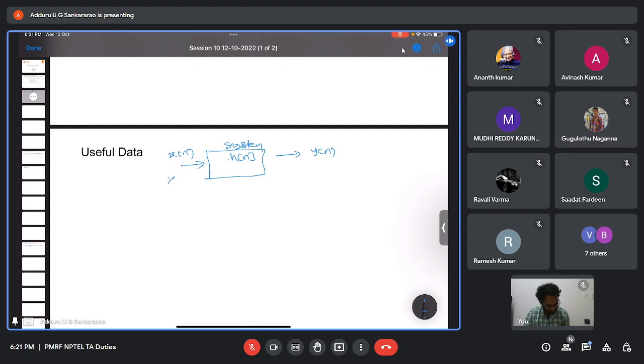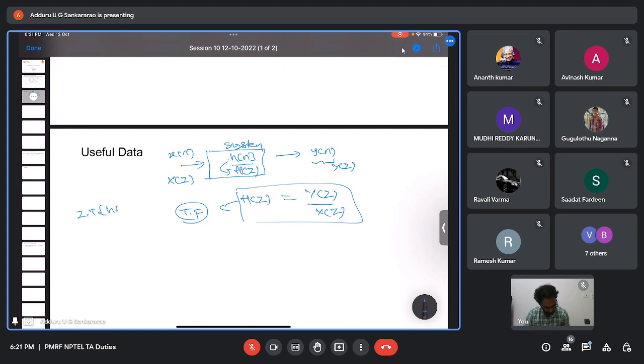The z transform of the input signal is x of z, the z transform of the impulse response is h of z, and the z transform of the output is y of z. Then the ratio y of z by x of z is equal to h of z. This is nothing but the transfer function. The transfer function is nothing but the z transform of the impulse response.